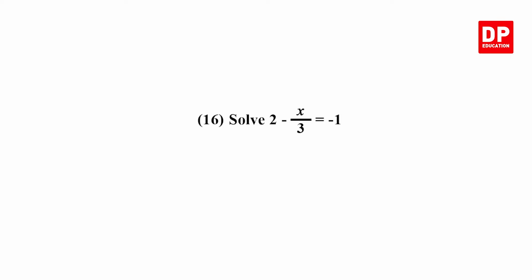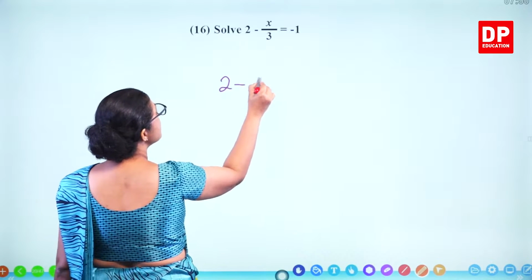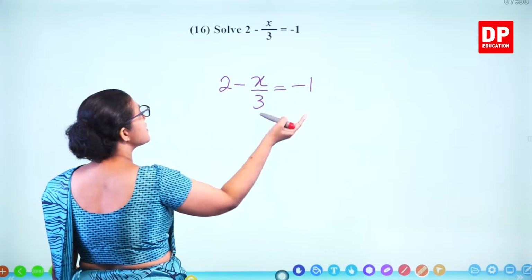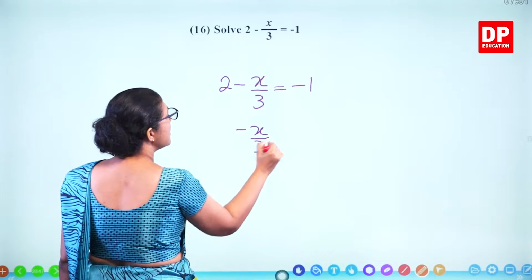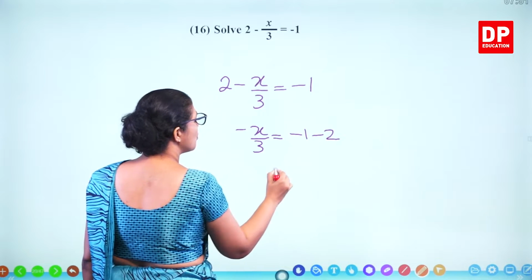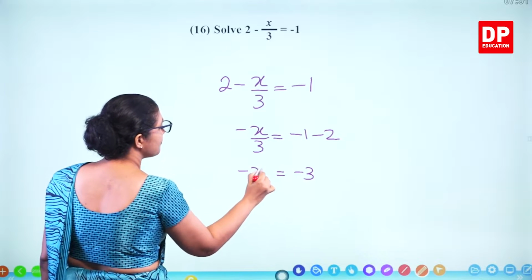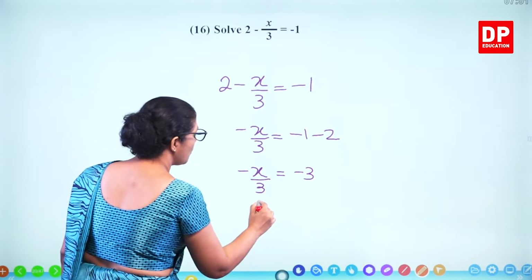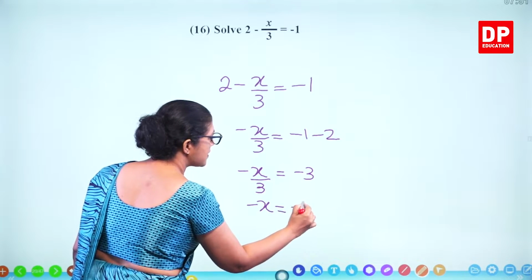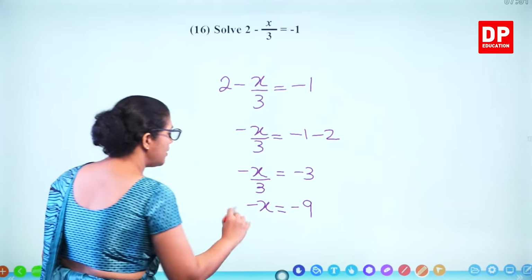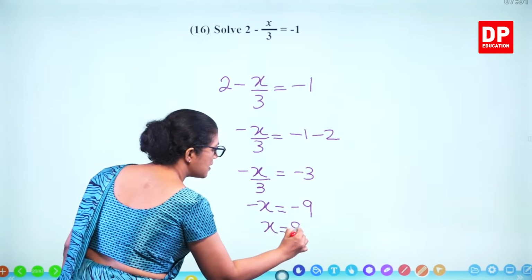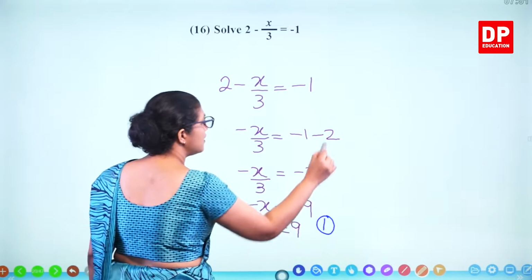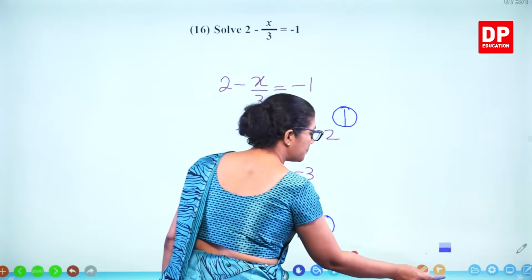Question number 16. Solve: 2 minus x over 3 is equal to minus 1. Now we'll take 2 to the other side. Minus x over 3 is minus 1 minus 2. That's minus 3. Now multiply by 3. You get minus x equals minus 9. Divide both sides by minus 1, you get x equals 9. 1 mark here and 1 mark for the method.